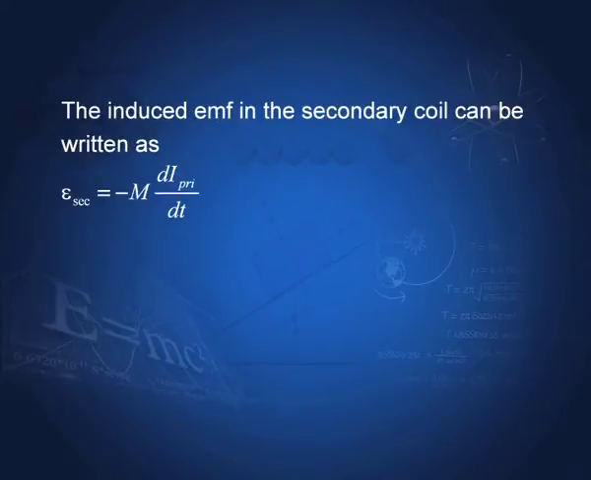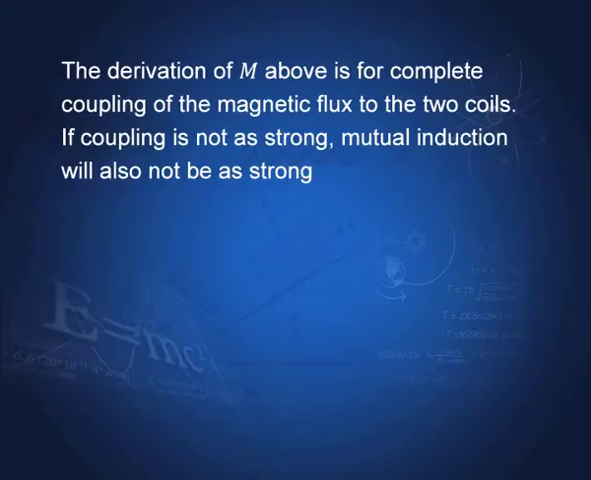The induced EMF in the secondary coil, again by Faraday's law, is epsilon secondary equal to minus M times dI primary by dt. That is, if I change current in the primary circuit, then there is an induced EMF in the secondary circuit, given by minus M times this. Right, here the derivation of M is for complete coupling, that is, this coil being completely surrounded by this coil. If coupling is not complete, then of course M is not as strong, and the induction effect also is not as strong.